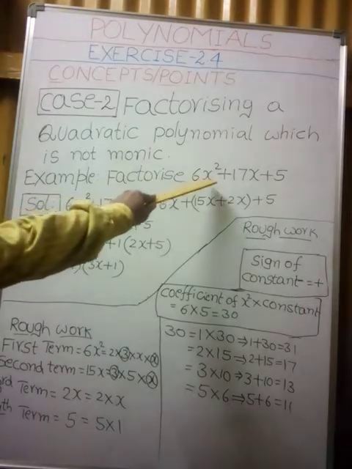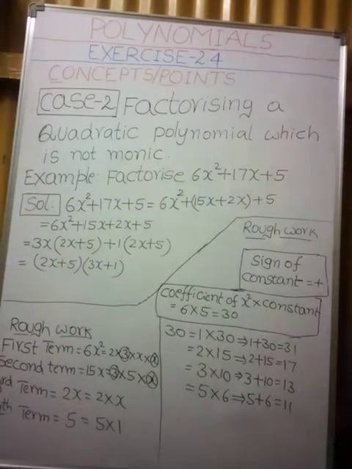No. How do you say this is not a monic quadratic polynomial? Because here the x square coefficient is 6. A quadratic polynomial is said to be monic if the coefficient of x square is 1, but here the coefficient of x square is 6. That is why this quadratic polynomial is not a monic quadratic polynomial. Now we are going to factorize by using the splitting the middle term method. Okay, my dear children, are you ready to listen?